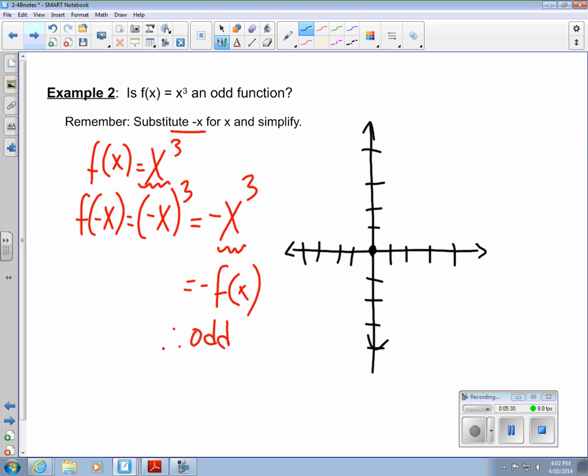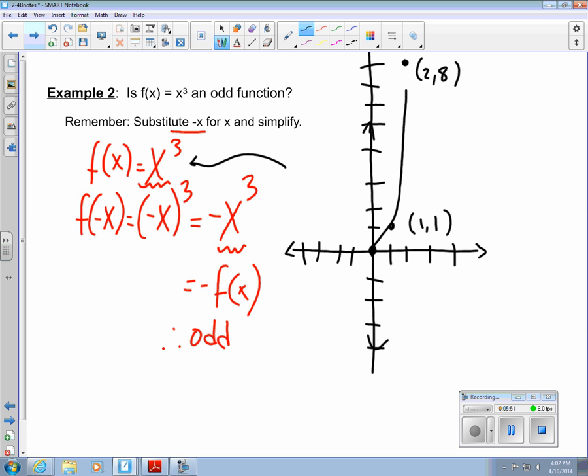Oh, I'm sorry, excuse me, I keep looking at this function. We're looking at our original function. So 1 cubed is 1. So this is our point 1, 1. And then if we look at 2, we know that 2 cubed is 8. So 4, 5, 6, 7, 8. So this is going to be all the way up here to 8.